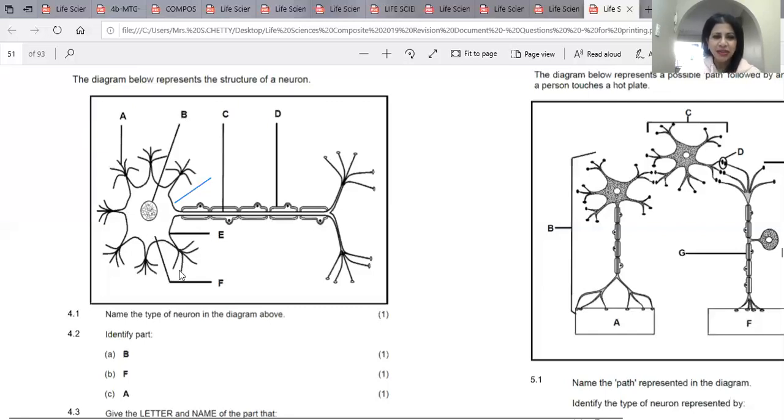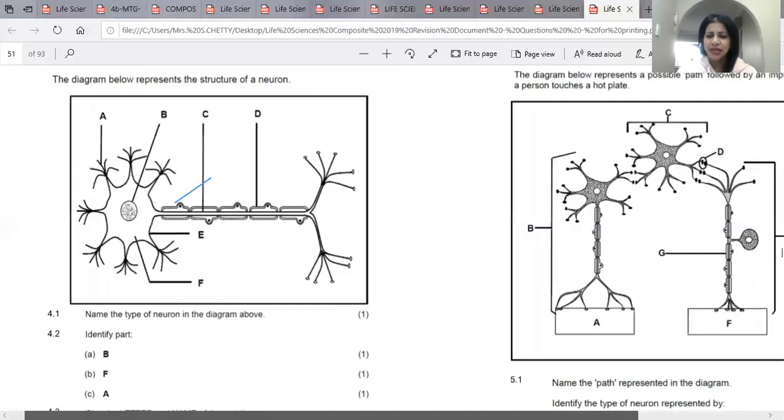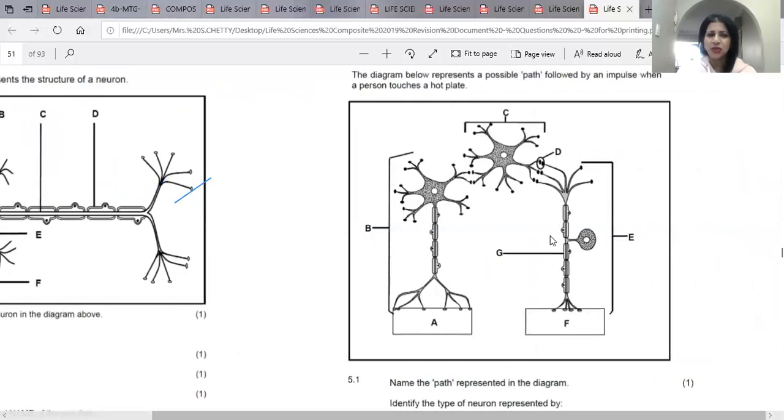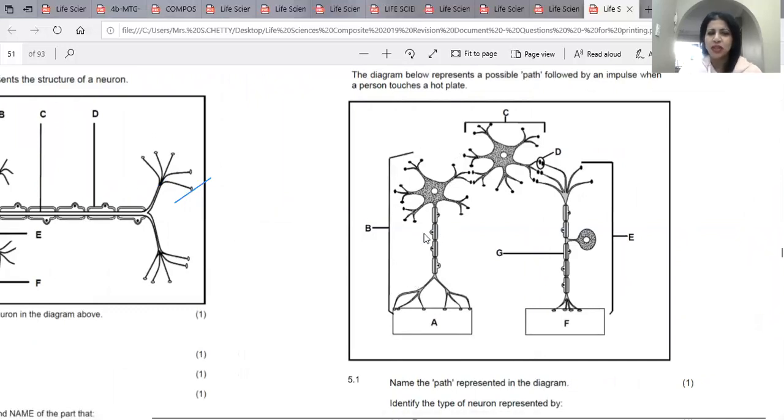So label F is not Nissl granules because it's just pointing to the fluid, so it's cytoplasm. Inside the cytoplasm, you'll find your Nissl granules, as you'll see in this next diagram that I'm about to show you. So the next diagram is your sensory neuron. Now this is a smaller version of that motor neuron I showed you just now. So there's your cell body at one end with this sensory neuron.